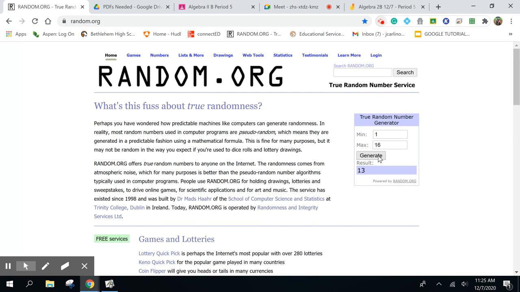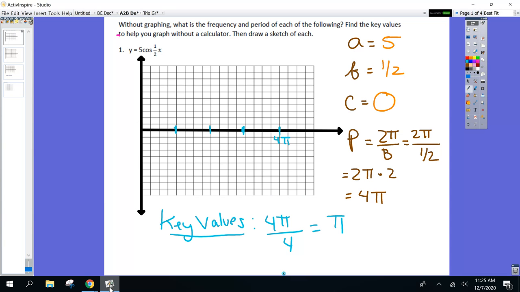Next up, Sophia, here you go. So I'm going to start at pi, Sophia, because that's my key value. Add another pi. Where are we at? 2 pi. Good job. Add another pi. Where are we at? 3 pi. Yep. Add another pi. Where are you at? 4 pi. And that's where we should have ended. Nice job on Friday, by the way, Sophia. Nice job. All right, so everybody good there on the x-axis.